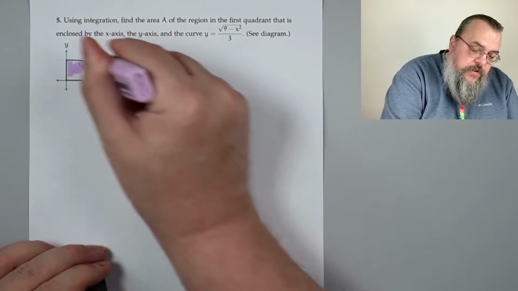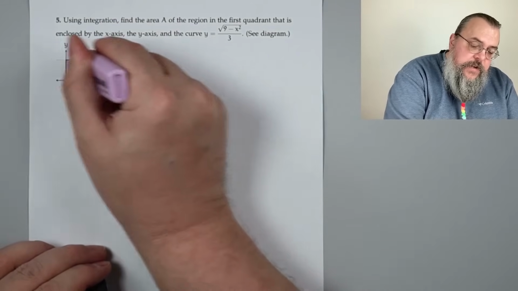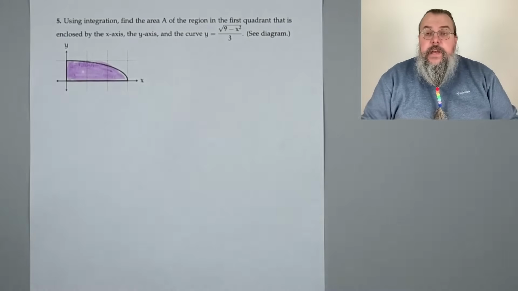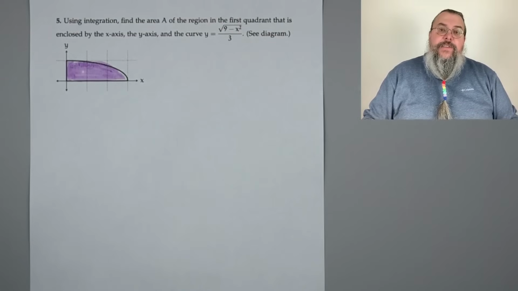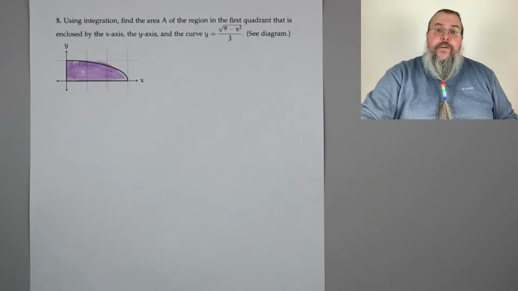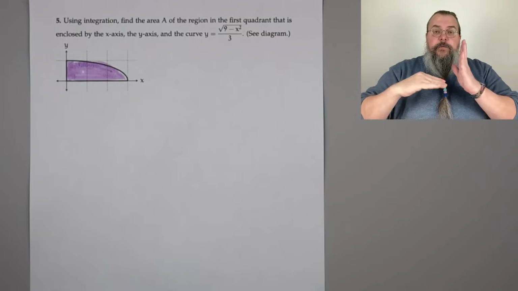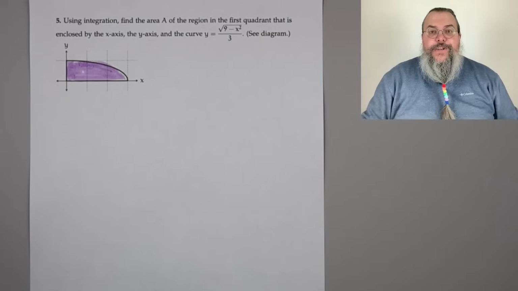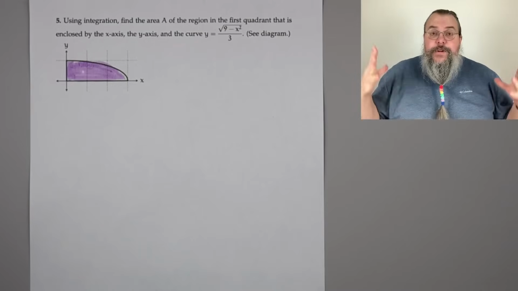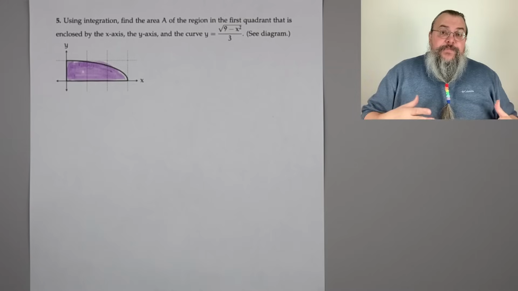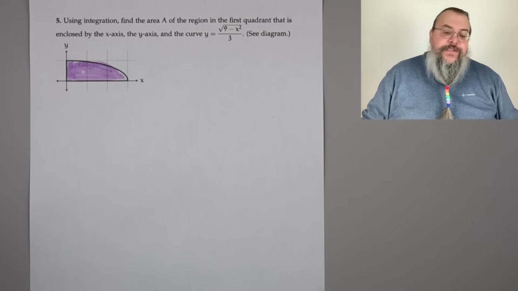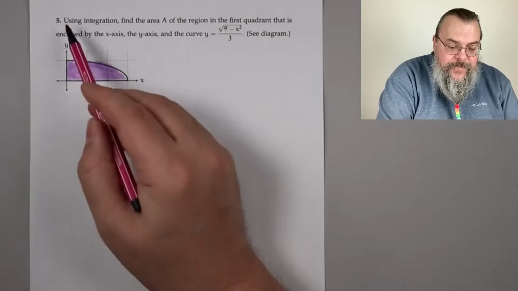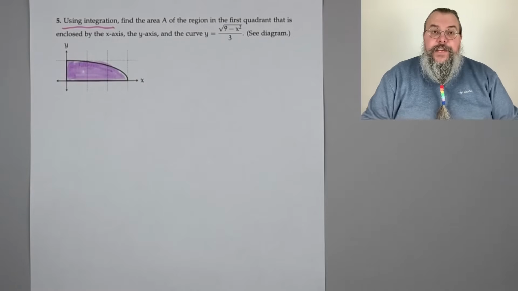Now, if this shape looks familiar, you can think of it in a couple of ways. One is it's part of an ellipse, because it is. Another way is to think of it as you start with a circle of radius 3 in the first quadrant, and then whoop, squashed it. And so there's ways to do that geometrically, but we're going to follow the instructions. What are the instructions? Use integration. Okay, so we got to use integration.